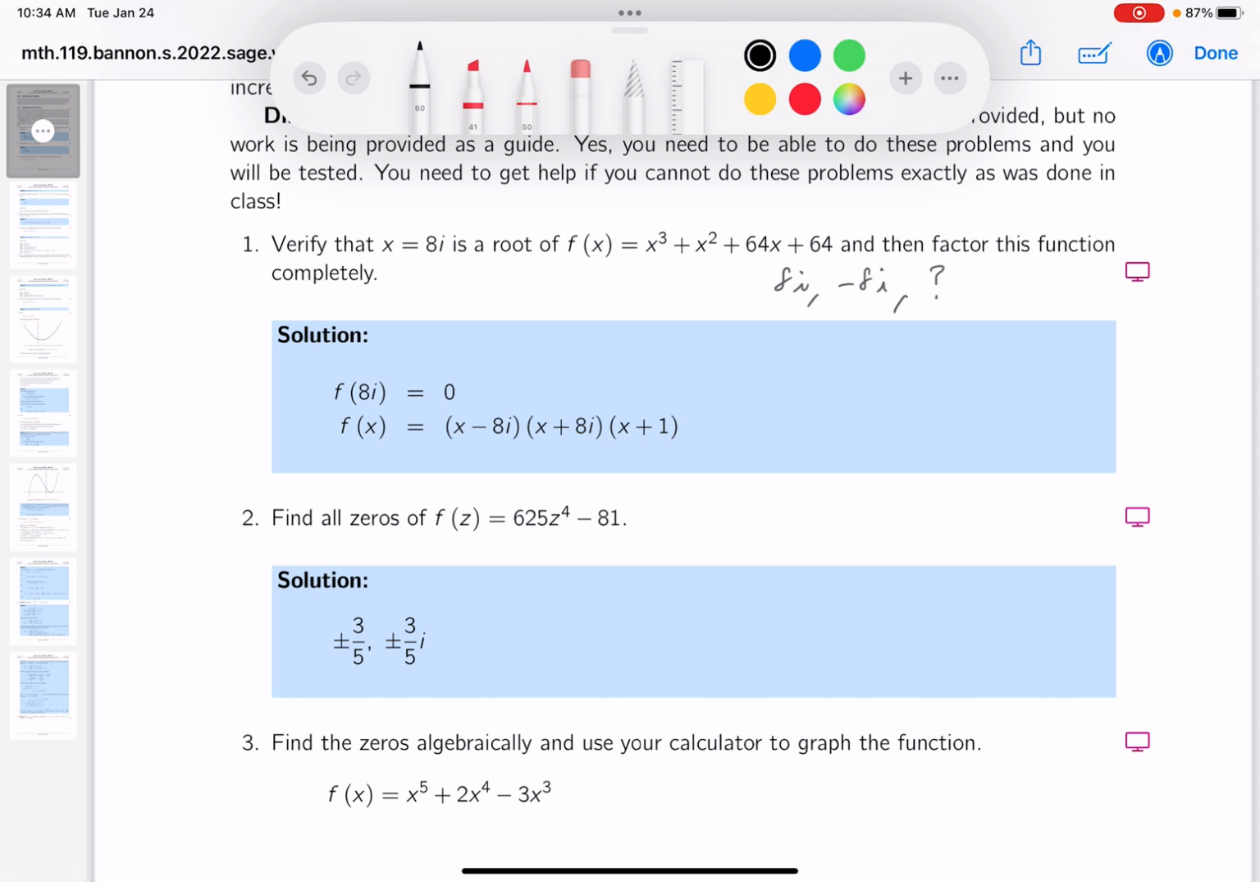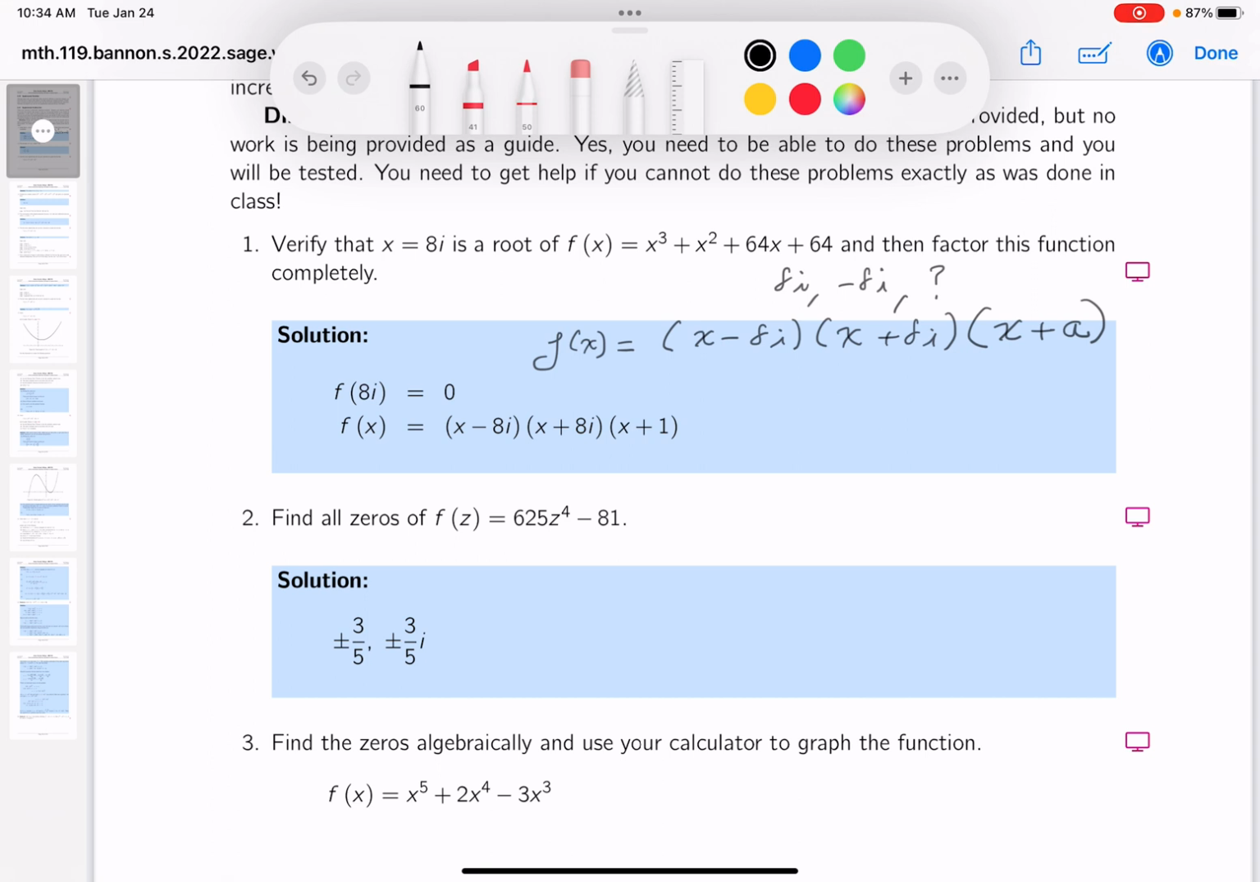But what I'm going to do is write it down. So f of x would equal x minus 8i, and then x plus 8i. But I don't know this third guy. I'm going to write down x plus something. Let's call it a. Why don't you know it? I do know it's real, by the way. It couldn't be complex, right?